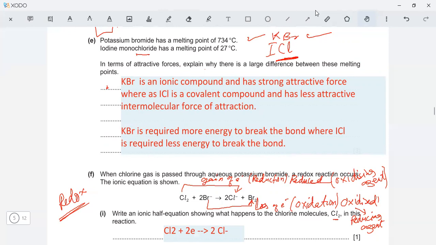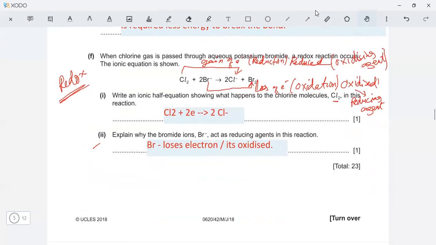When there is mutual sharing of electrons between two non-metals, which bond is formed? Covalent bond. So the molecules have van der Waals forces, which are weak forces of attraction. So you simply write here: KBr is an ionic compound and has strong attractive forces, whereas iodine monochloride, a covalent compound, has weaker intermolecular forces of attraction. Because potassium bromide is ionic, it requires more energy to break the bond, whereas iodine monochloride requires less energy to break the bond. This simple answer you just write.